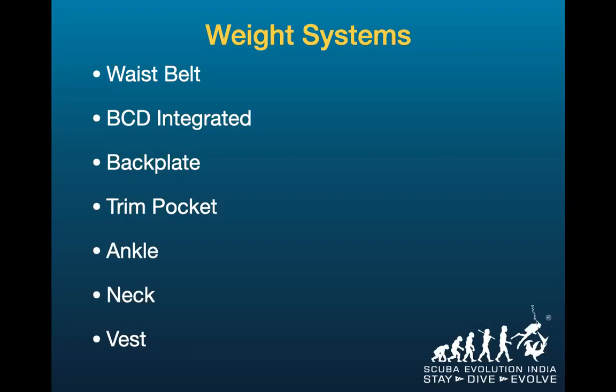You have trim pockets like some of the Aqualung, and also the Hydros BCD comes with trim pockets on the back, which you can adjust weights for your buoyancy specifically, because you might be feet heavy, you might be feet light, you might be big lungs, so you want to put more on the shoulders to bring it down to a good trim.